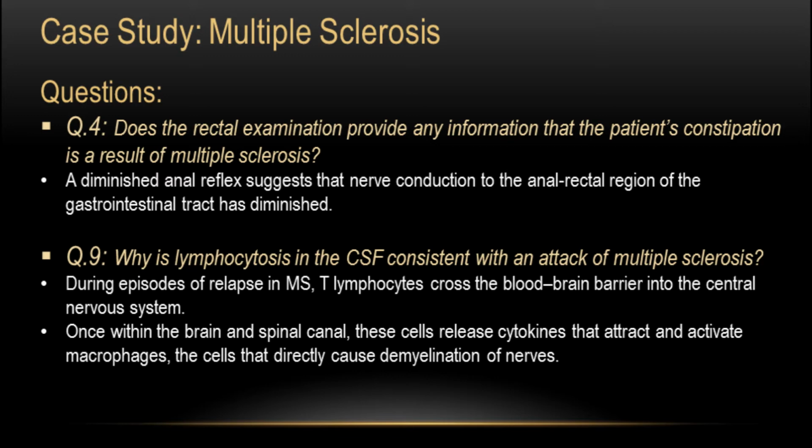Why is lymphocytosis in the CSF consistent with an attack of MS? During episodes of relapses in MS, the T lymphocytes cross the blood-brain barrier into the CSF. And once within the brain and spinal canal, these cells release cytokines that attack and activate macrophages, and these cells can directly cause demyelination of the nerves. So the T lymphocytes are the source of the trauma and the degeneration that happens to the myelin sheath, and you get worsening of symptoms when you degenerate your own myelin sheath. So you expect to have a lot of lymphocytes in the CSF during the acute attacks.